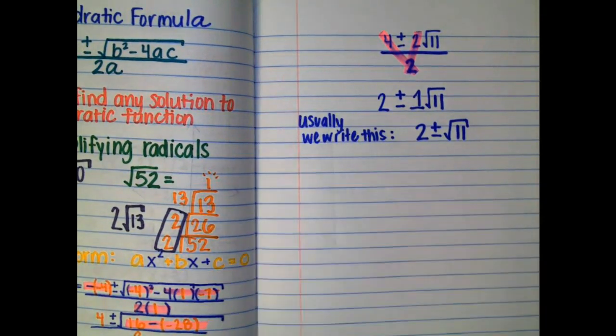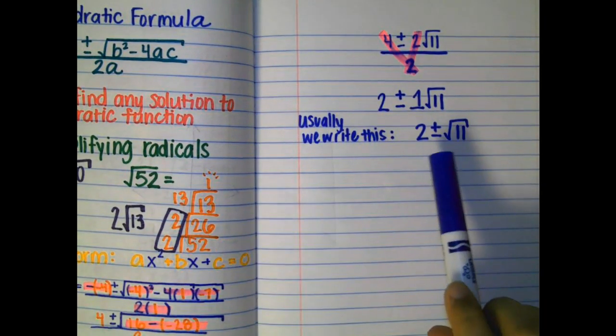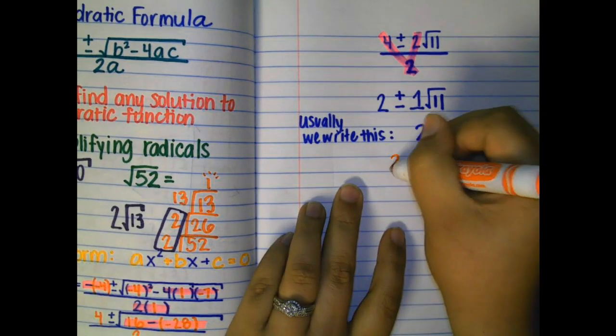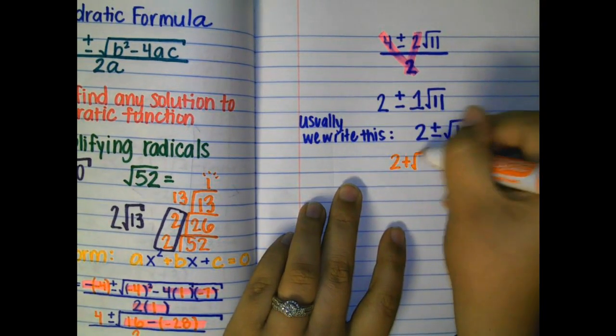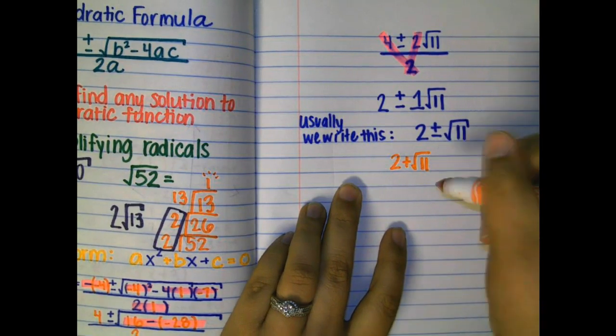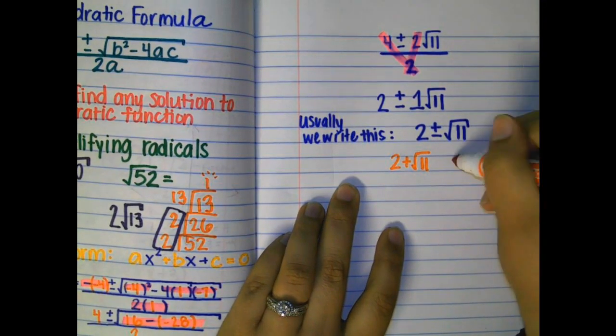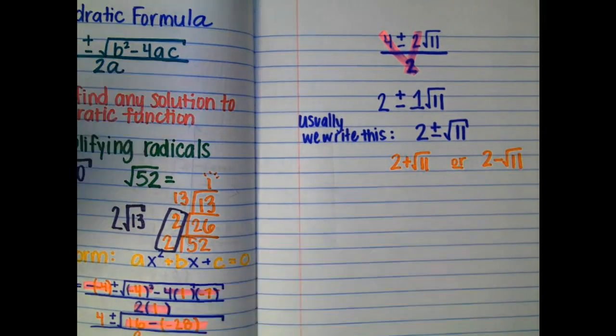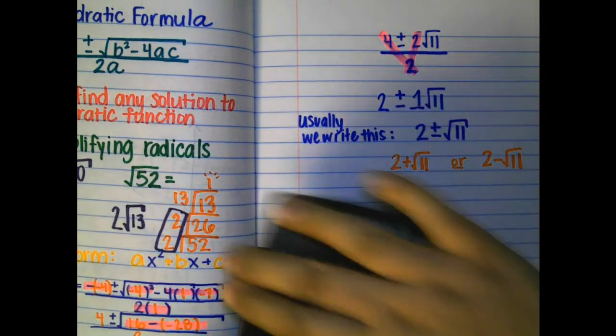Now let me say something about this plus or minus symbol. What this tells you is that you have 2 roots. One of the roots is 2 plus the square root of 11. And the other root is 2 minus the square root of 11. These will give you 2 different things. If you want to evaluate them, you can using your calculator.